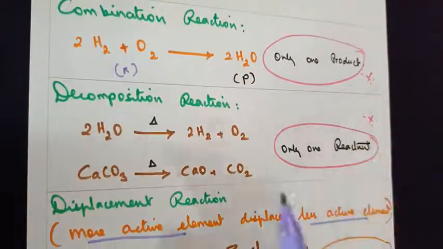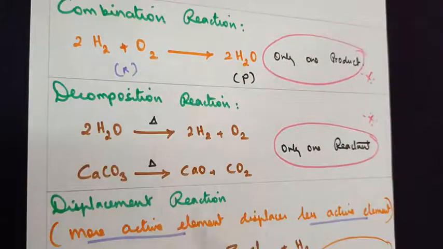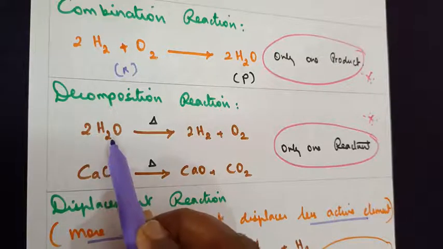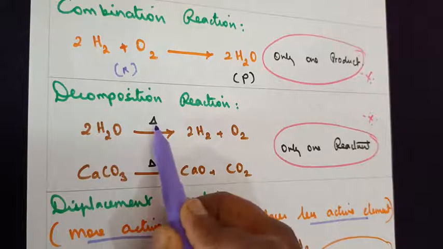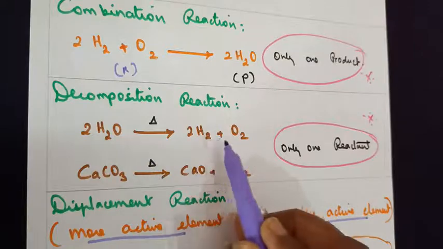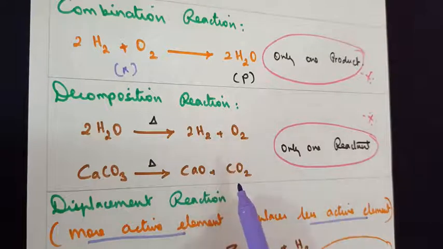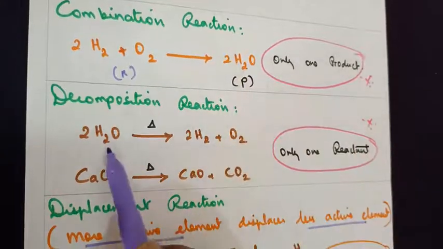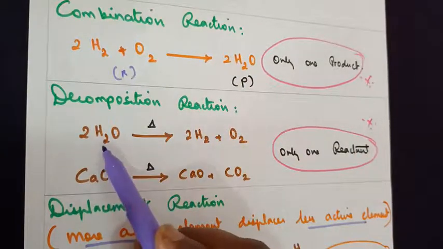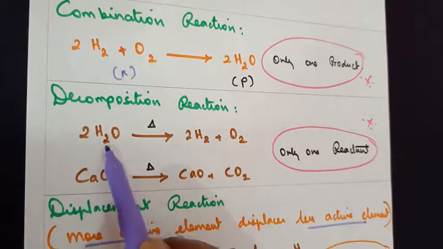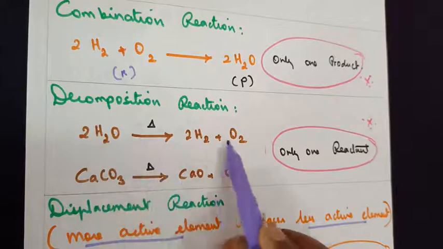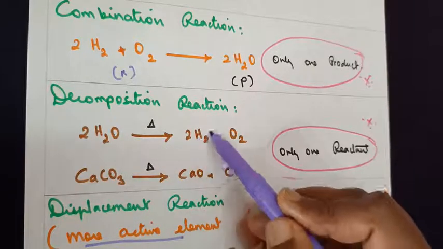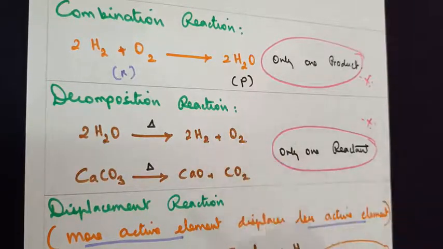Now moving on to decomposition reaction. Here, I have taken a water molecule. When we heat, it gets dissociated into hydrogen and oxygen. So one reactant gave us two products. Water comes in the place of reactant on the left hand side. When I heat water, I'm getting two different products. Hydrogen is one product, oxygen is one product.